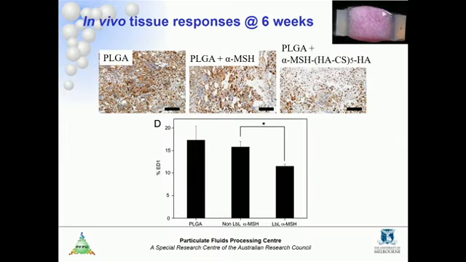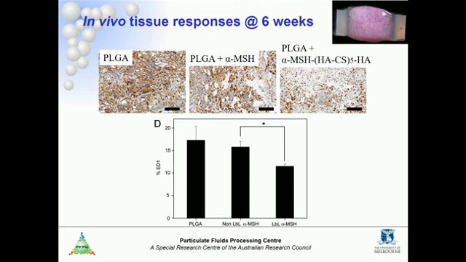In vivo, we see that these molecules are still bioactive, so it's important with any material development to check if you've actually damaged the biological properties. And we found that the brown staining, again indicating high levels of inflammation, is present with PLGA on its own or with the alpha MSH provided just free with the PLGA.